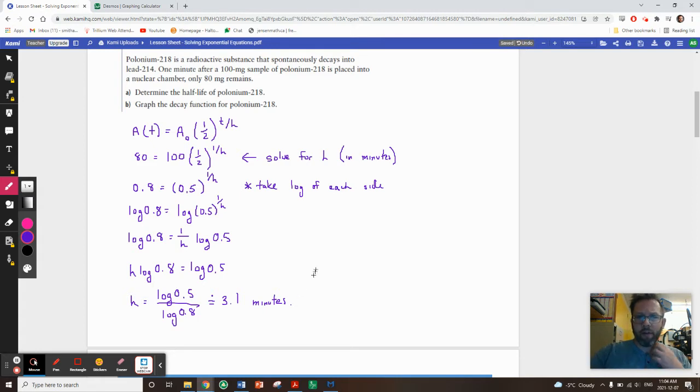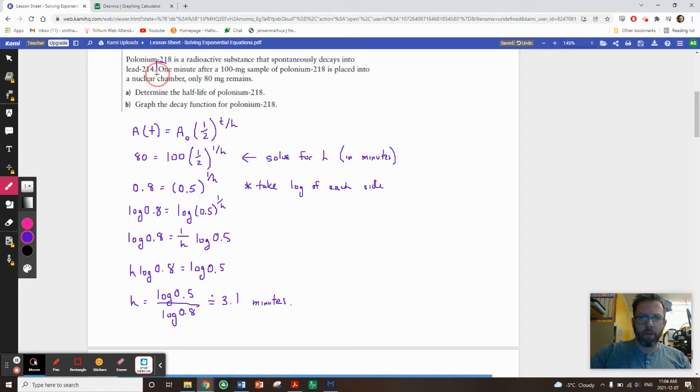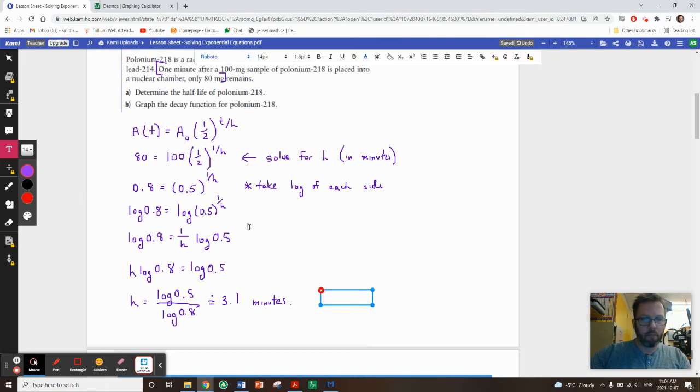So this kind of makes sense because after 1 minute, it lost about 20%, right? Because it went from 100 down to 80 in 1 minute. So 3.1 minutes seems to fit pretty well. And we can wrap this question up. Half-life of polonium 218 is about 3.1 minutes.